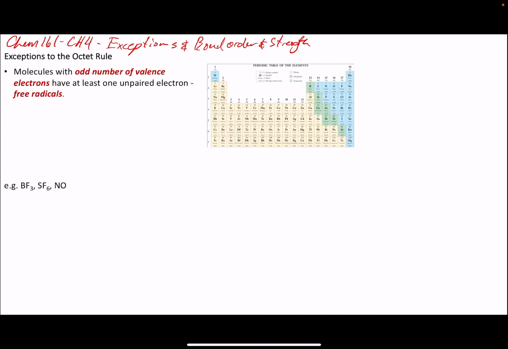There's also some situations where we can have an odd number of electrons to handle. So molecules that have an odd number of valence electrons will have at least one unpaired electron that will lead to the idea of what's called a free radical. So when we see a Lewis structure with just a single electron, we'll call that a free radical.